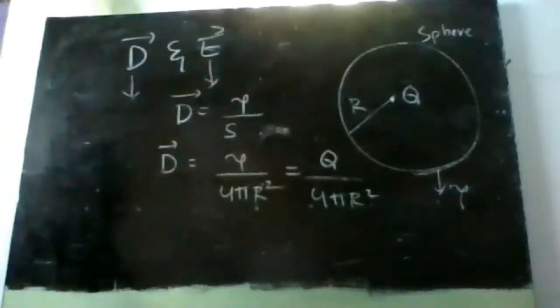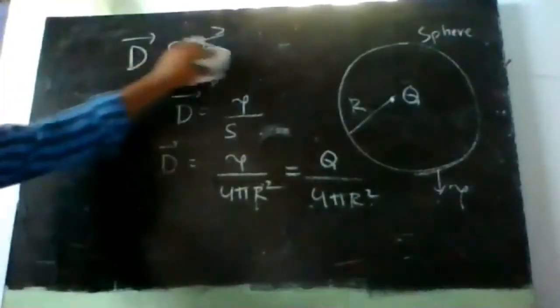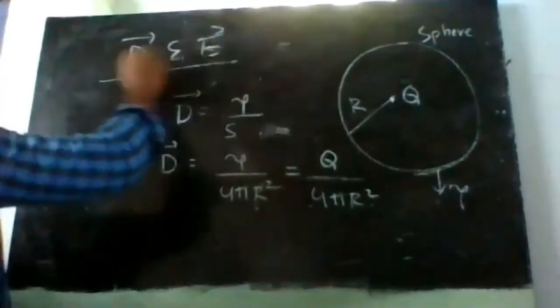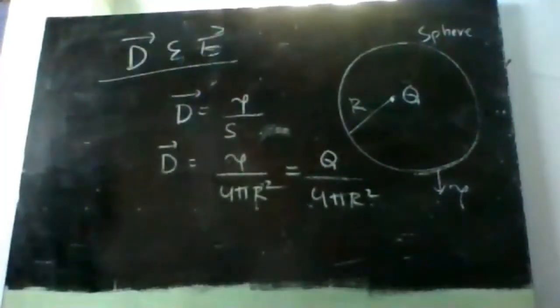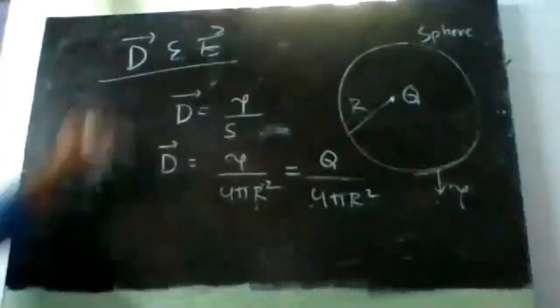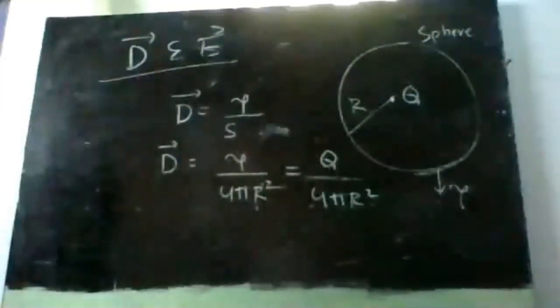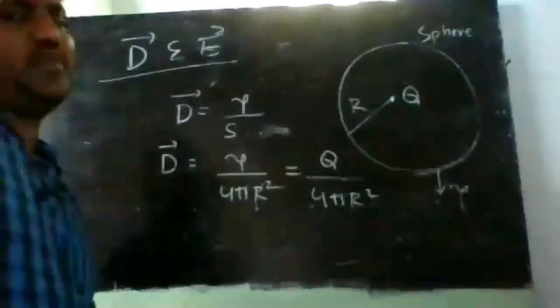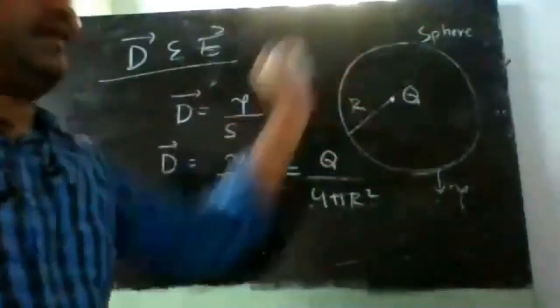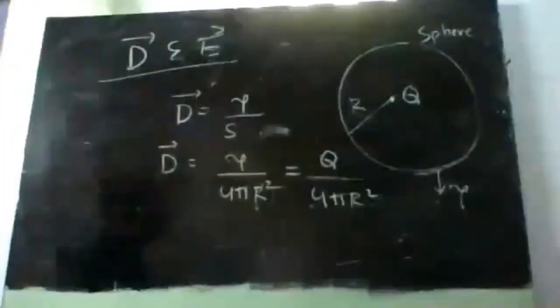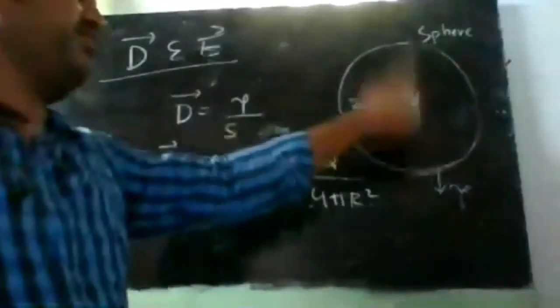Let me say it once again. What we are doing is trying to get the relation between D bar and E bar. D bar is the flux density, E bar is the electric field intensity. We are deriving a relation between these two. For that, first I'm considering a small point charge. Let this point charge have a value of q.